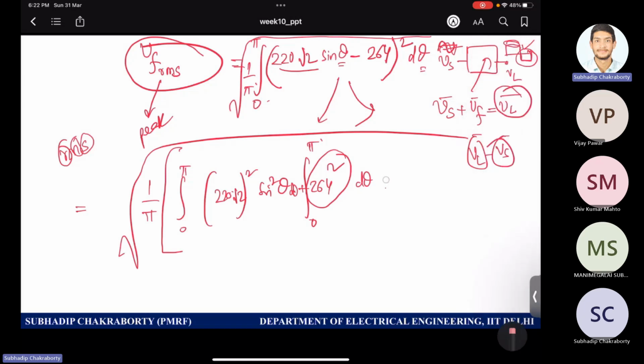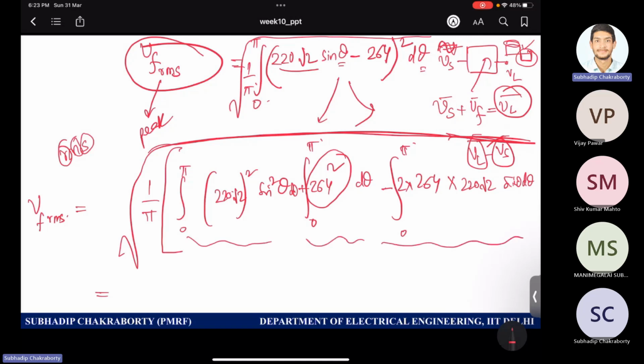Minus 2 into 264, into 220 root 2, into sine theta, into d theta. Similarly, this is also over 0 to pi, and everything is over root. Don't forget the root, because while calculating RMS, this is the main thing. Finally, you have to do the square root. So don't forget this step. So 3 terms are there.